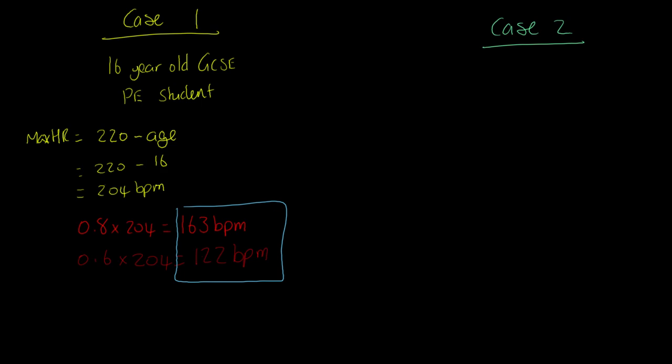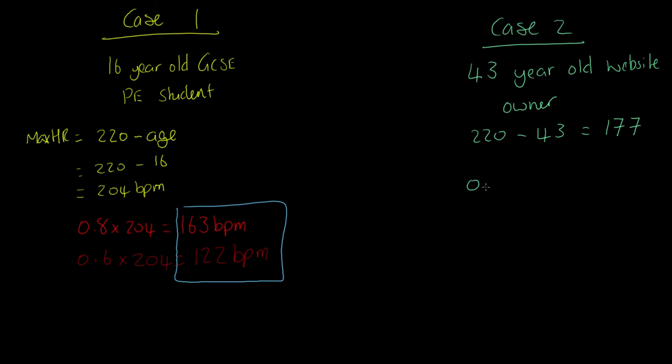Now let's look at case 2. Who am I thinking about here? I'm thinking about a 43-year-old website owner. So this is my other case. Let's go through the calculation for maximum heart rate. We've got 220 minus the age, which is 43, which gives us a maximum heart rate of 177 beats per minute, theoretically. We could use other principles to calculate that, but for now, that's fine.